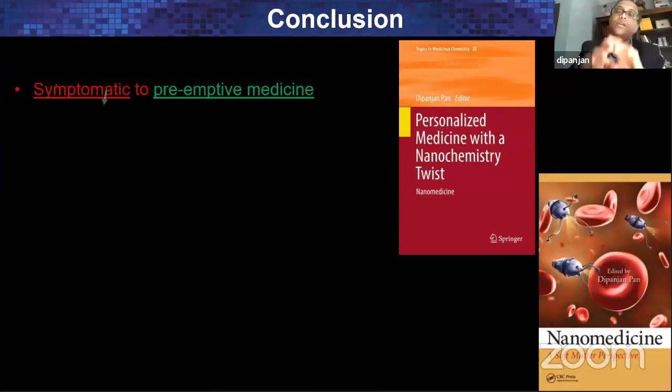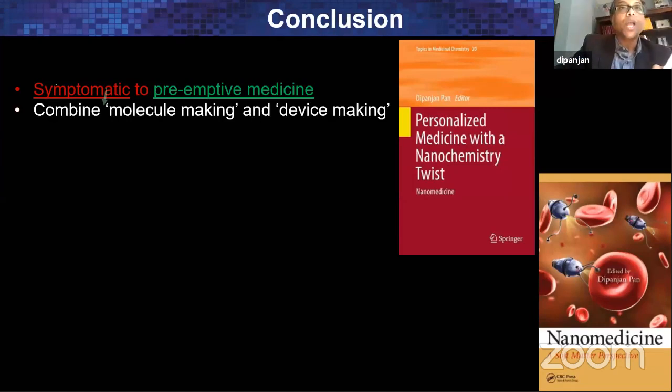So I just want to conclude that our goal is really moving from symptomatic to preemptive medicine. We really don't want to wait until the symptom appears. We really want to develop something which will give us the answer right away. We would know even if we don't have a cough, fever, headache, or trouble breathing, whether we have the virus or not.